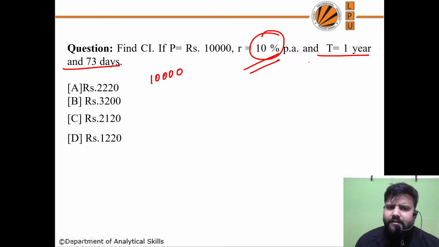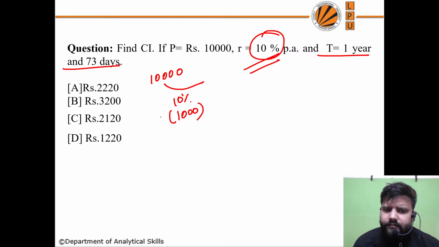So now the time is just above 1 year. So the first year will be normal for this. First year 10% will be charged over it. So 10% of the 10,000 would be 1,000. So first year it is 1,000.